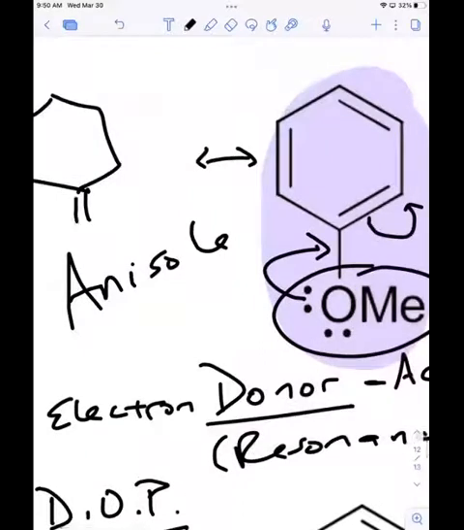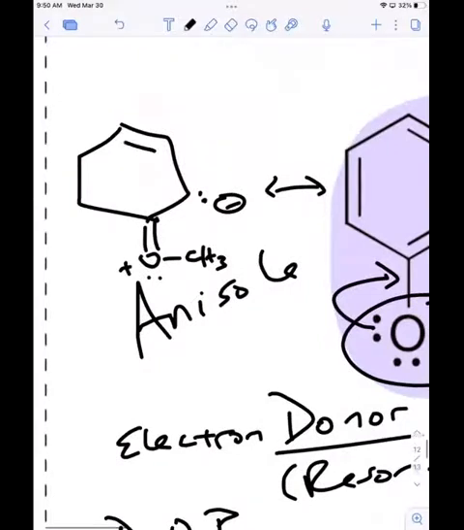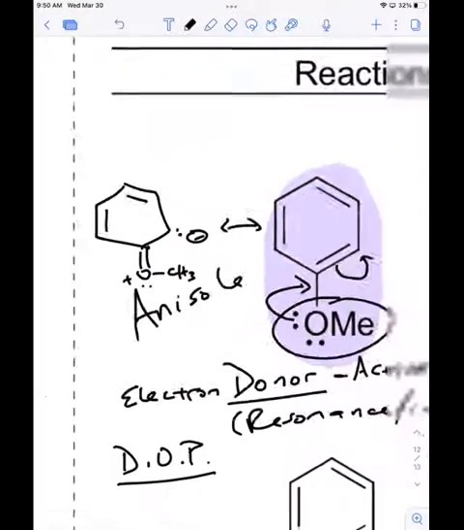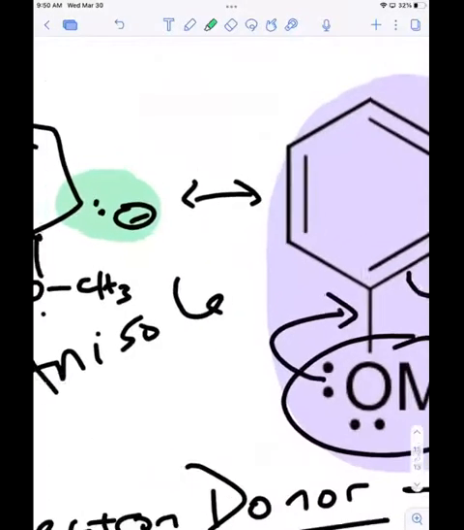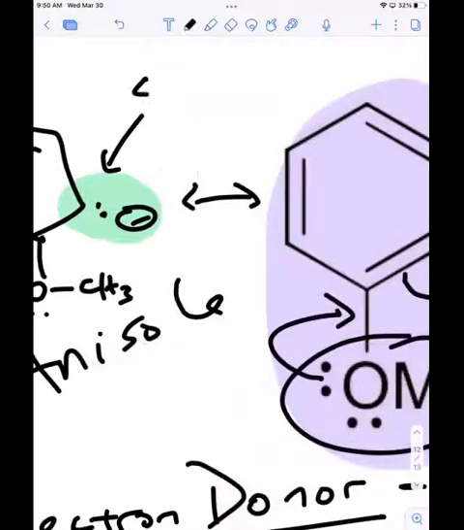So this is OCH3, that's positive. You've got a pair of electrons here, that's negative. And then you have a pair of electrons, a pi bond, here. You see that? So at that site right there, I can add an electrophile because there's a pair of electrons there. So that site is activated, because you added a pair of electrons.